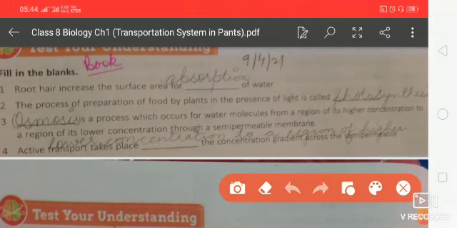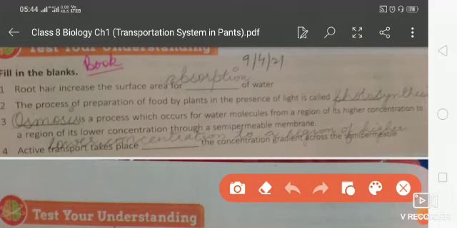Here, root hair increases the surface area for absorption of water, and the process of preparation of food by plants in the presence of light is called photosynthesis. And osmosis is a process which occurs for the water molecules from a region of its higher concentration to a region of its lower concentration through a semi permeable membrane.